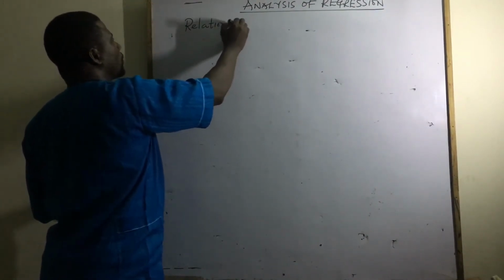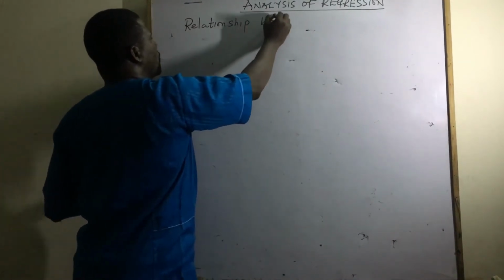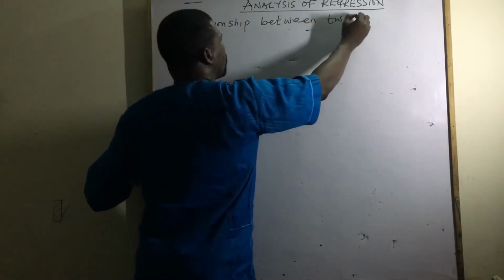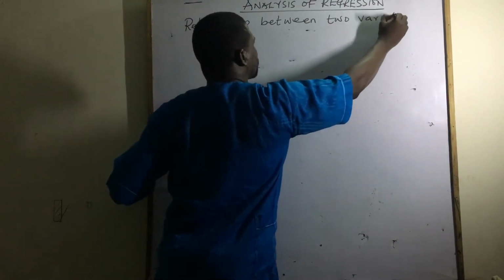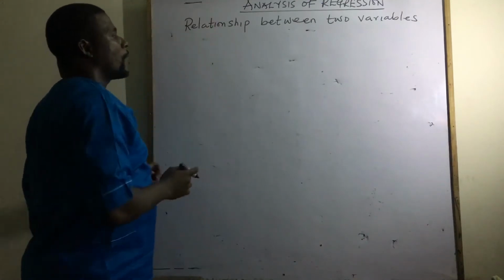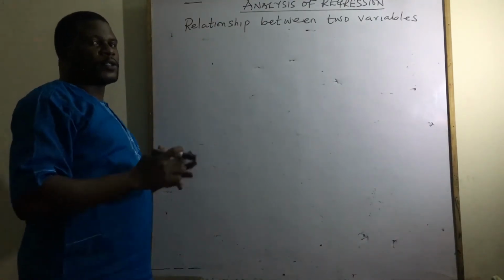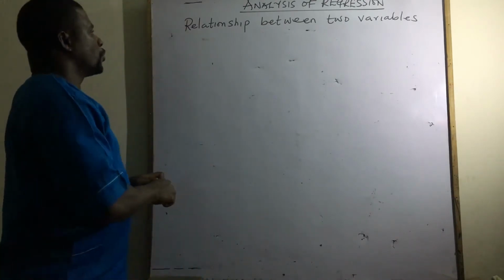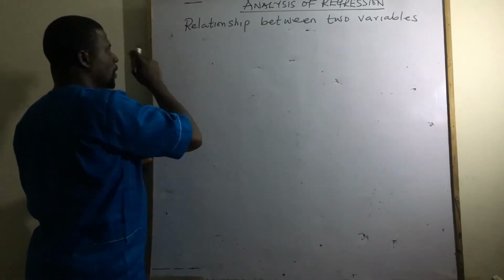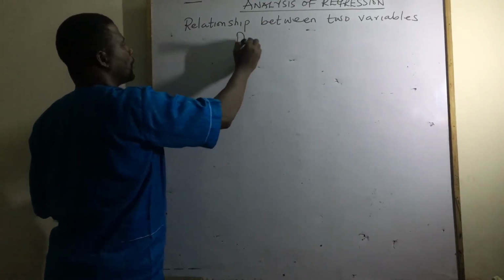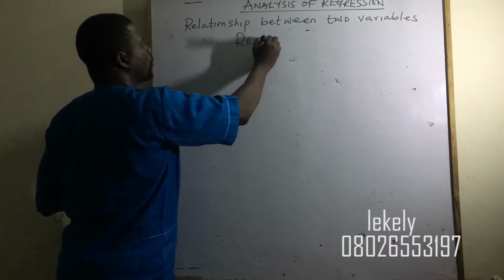Relationship between two variables. Now, of course, it is correlation that shows the degree of relationship between two variables. Let's assume now your regression equation. Now, regression equation.